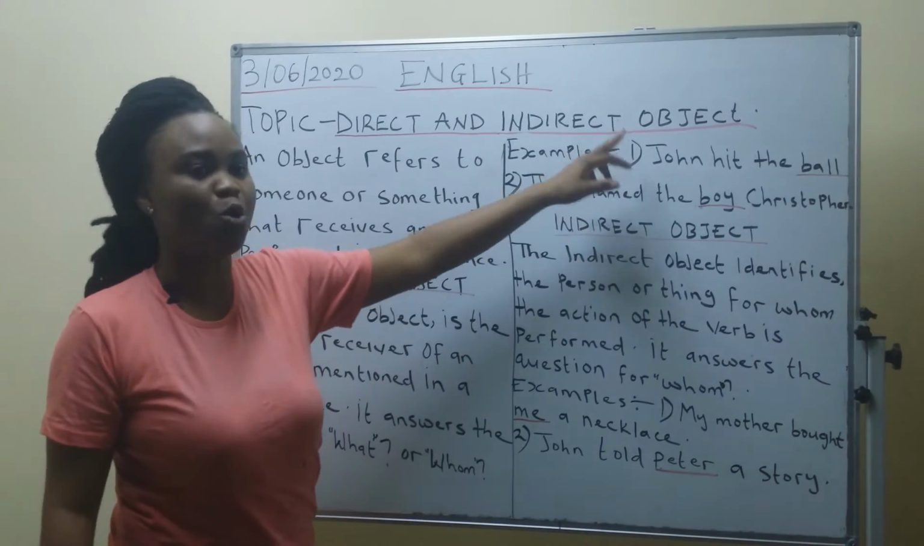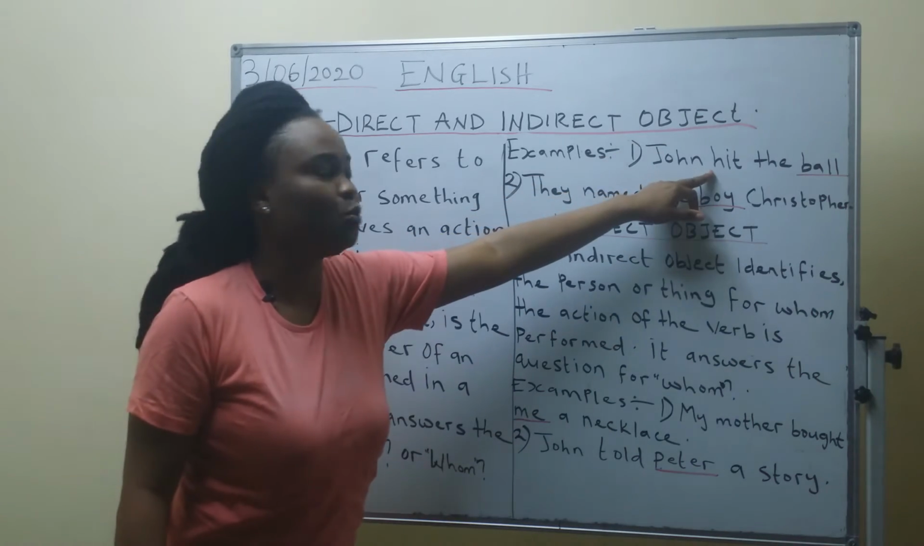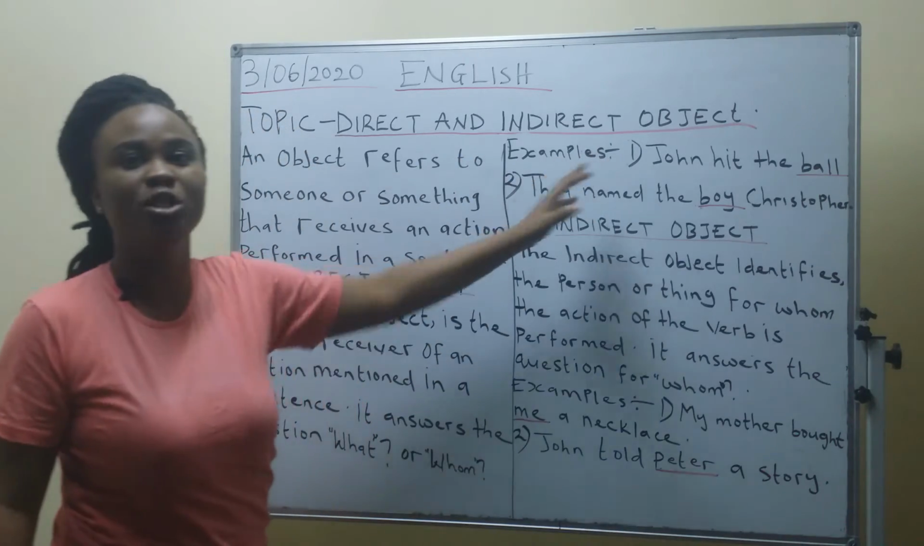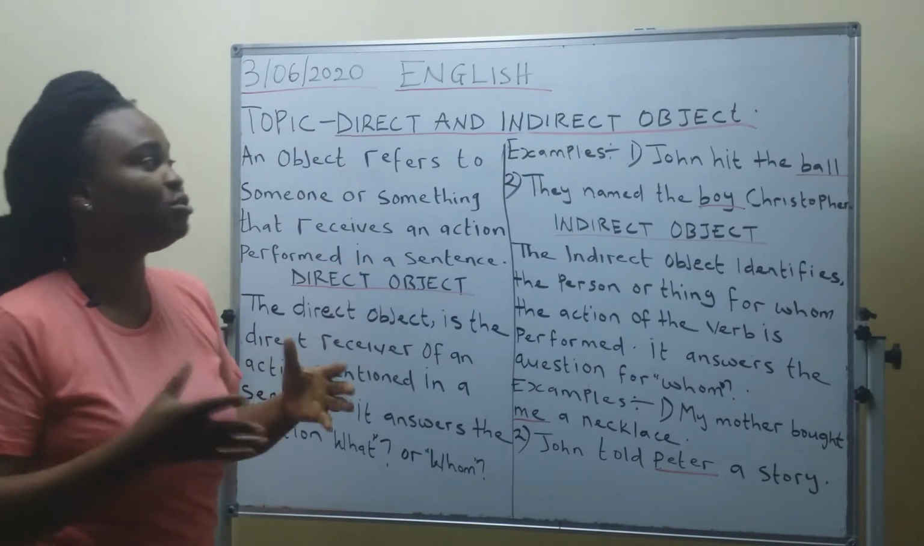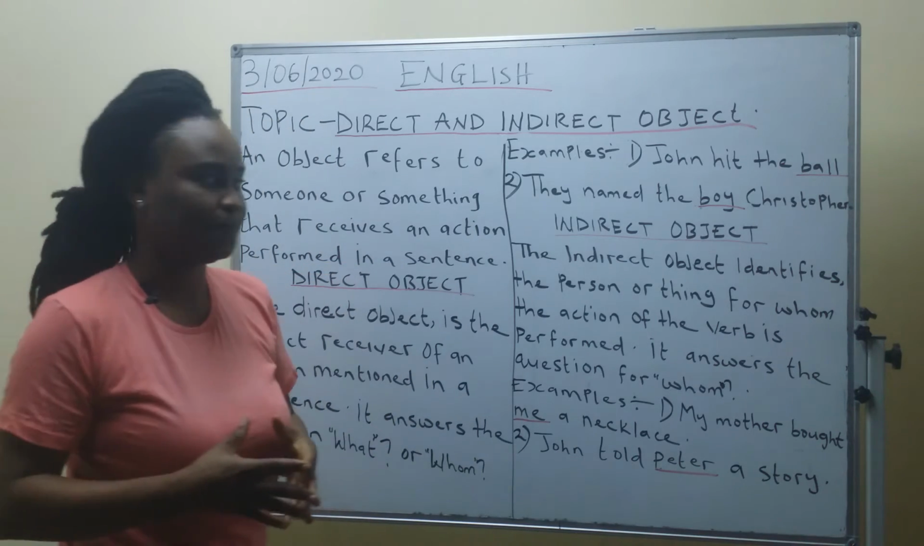Now I'll go back to this first example. John hits the ball. You see the action word here, hits. So the ball is what John did what? Hits. So it's receiving the action directly. It's not receiving from anybody.